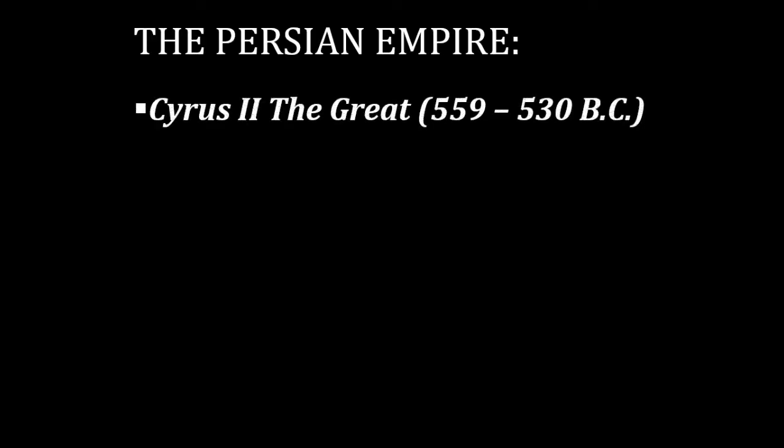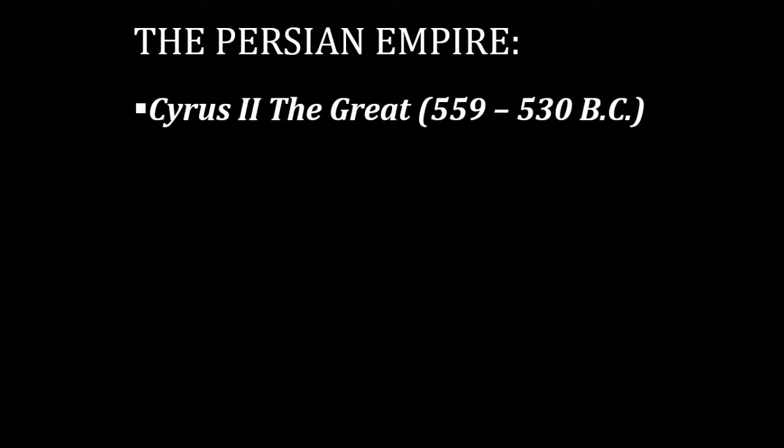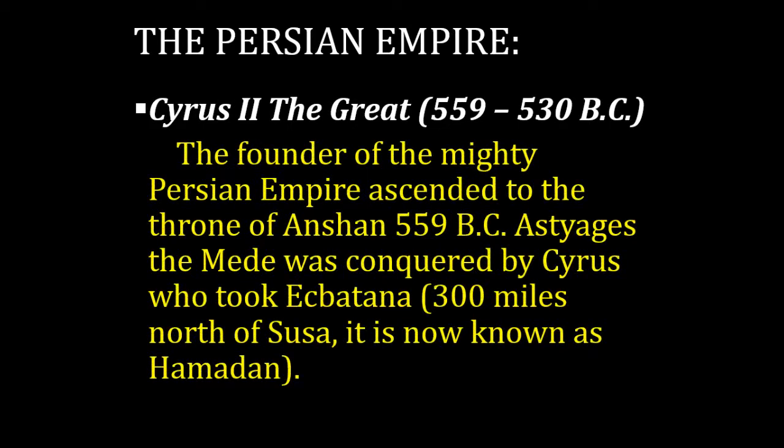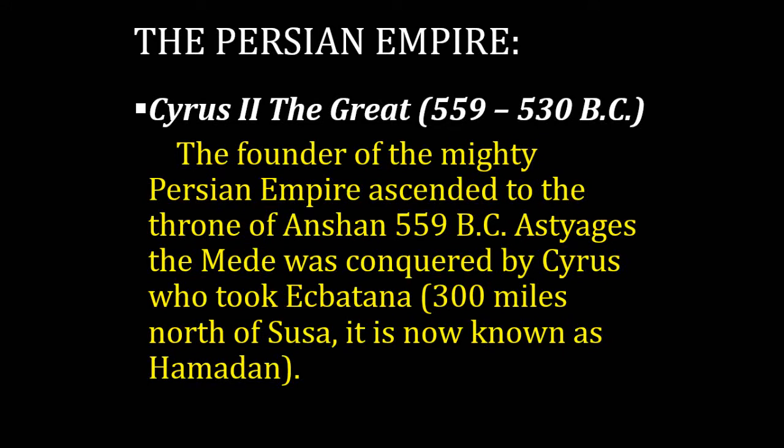The Persian Empire, I won't get into great detail, but Cyrus II the Great started in 559 and reigned till 530 BC. Now, some would put his date for his reign at 550, but it actually started before that, because he started to reign over the Medes, then he reigned over the Persians, his combined kingdom of Medo-Persia, and that was in 550 BC. So he began his move long before that. He was the founder of the mighty Persian Empire. He ascended to the throne of Anshan in 559 BC, then he conquered Astyages, and took over Ecbatana about 300 miles north of Susa, which is now known as Hamadan. And then in 550 BC, he became the emperor of the Medo-Persian Empire.